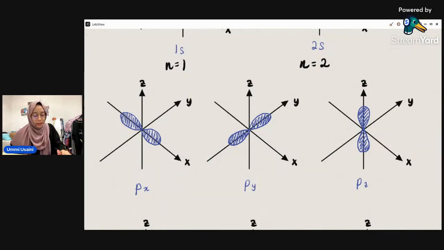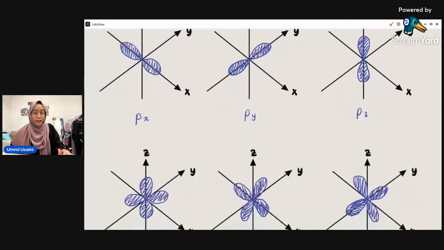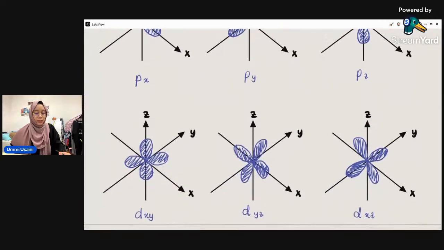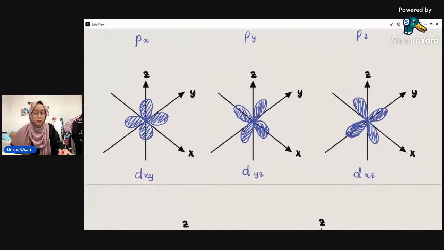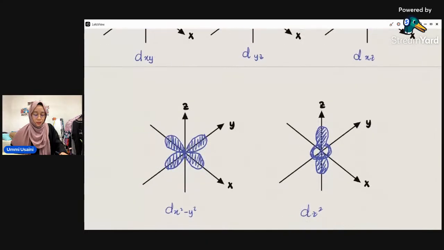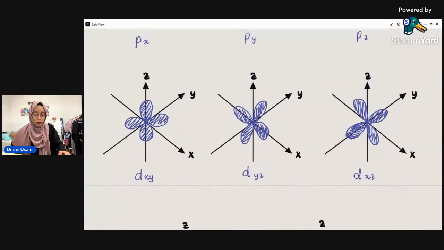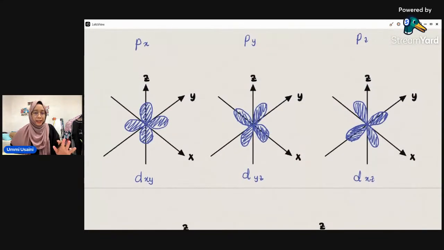So D orbital pula, yang ni pun Miss tak fixkan specifically the energy level berapa. Okay, so Miss letak secara general sahaja. So untuk kita punya D orbital, dia ada 5. Okay, ada 5 ada bawah ni juga sekali. Okay, tapi Miss asingkan kepada 2. Okay, so yang atas ni the one yang tak ada square dekat dia punya orientation tu. Okay, so kita tengok kepada XY, YZ, XZ.